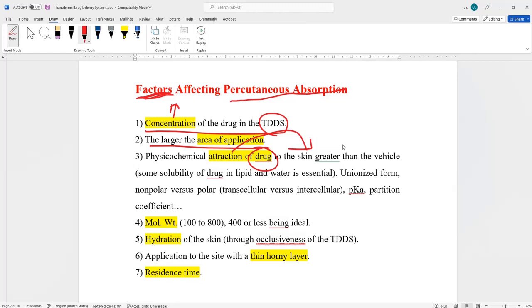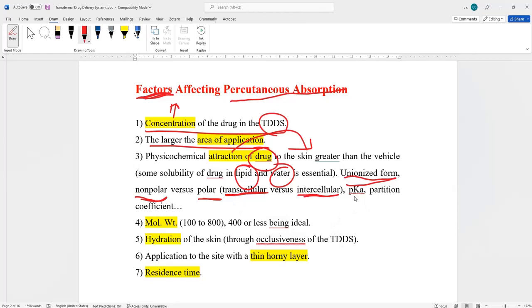We also talked about the drug, and we said that we need the drug to have attraction for the skin. In order for that to happen, it must have some lipid solubility and some water solubility. This is very important. That's why the unionized form of the drug is better absorbed than the ionized, and non-polar is better absorbed than polar. Actually, polar drugs will be able to move between cells, intercellular, while lipid soluble or non-polar drugs can move transcellular, meaning through the cells.